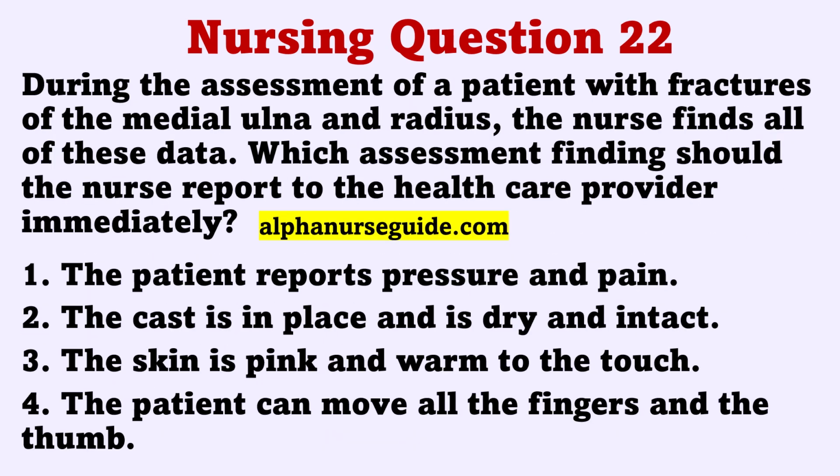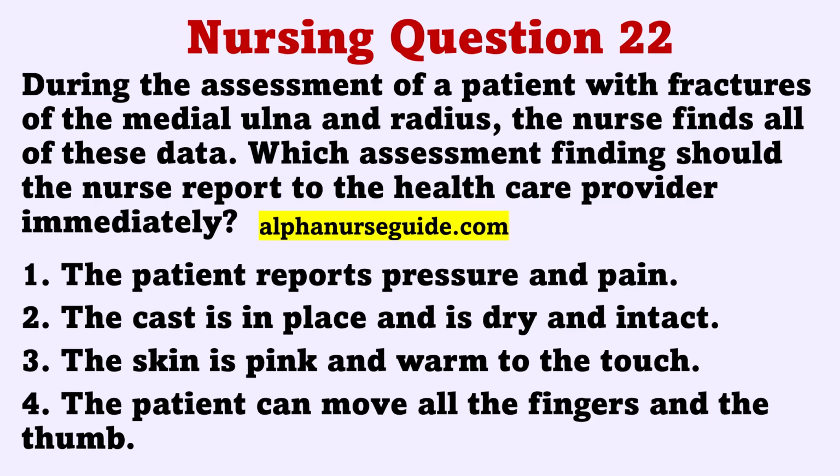During the assessment of a patient with fractures of the medial ulna and radius, the nurse finds all of these data. Which assessment findings should the nurse report to the healthcare provider immediately? 1. The patient reports pressure and pain. 2. The cast is in place and is dry and intact. 3. The skin is pink and warm to the touch. 4. The patient can move all the fingers and the thumb.